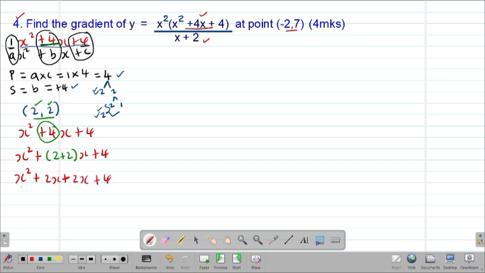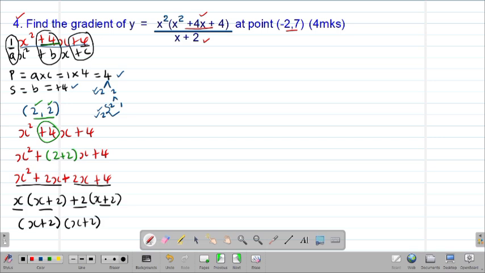Clearly the common factor between the first two terms is x, so I'll factor it out. I'll have x squared over x, I'll get x, then plus 2x over x, I'll get 2. Then here I'll factor out +2, that is in the last two terms. 2x over 2, I'll get x, then plus 4 divided by 2, I'll get 2. So clearly I'll pick this value and this value here to form the first bracket, so I'll have x plus 2. Then I pick one of the brackets, which is simply x plus 2.